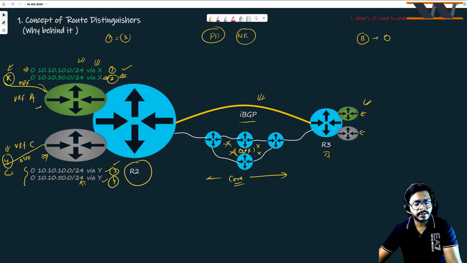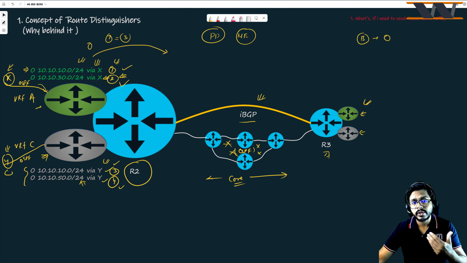The problem is not with respect to route number one, sorry, route number two and four, because these are totally different routes. The problem is with respect to 10.10.10.0, which is route number one, and route number three in the other VRF. So what is going to happen? Let's talk about it. Now we are running BGP, and right now these routes are in OSPF. If I want to send them into BGP, the first thing we need to do is advertise these routes into BGP from OSPF, from their respective VRFs.